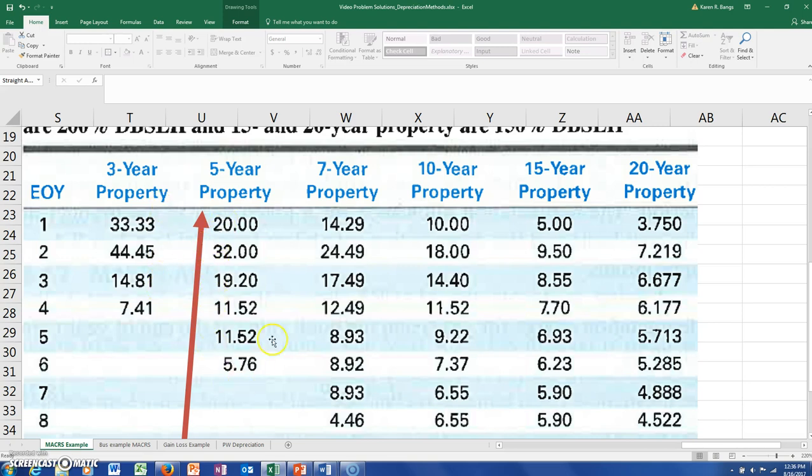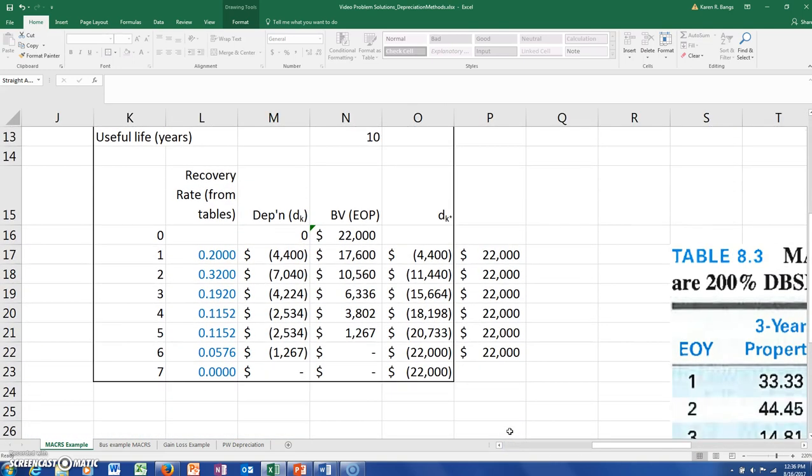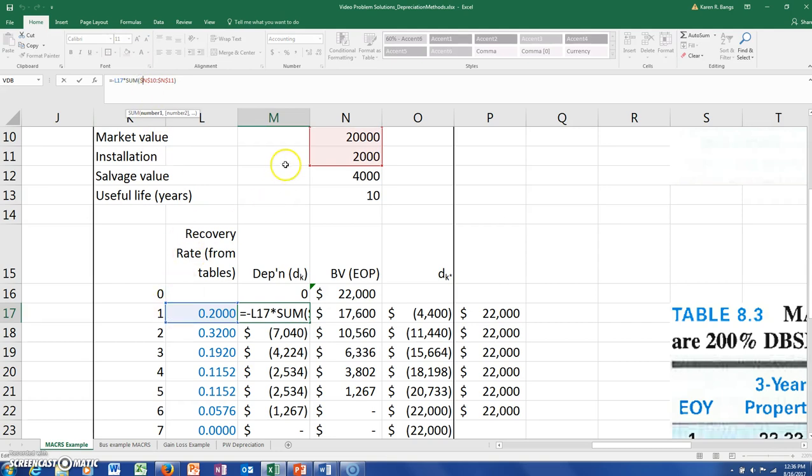Okay, so this is where the rates come from. These are the percentages that we multiply by our cost basis to get the depreciation in any given year. So if we go back to our problem, we can finish out our table and we see that our depreciation for year 1 is going to be 20%, our rate, times our cost basis of $22,000. We can see in year 4, our depreciation is 11.52%, so 0.1152, times the cost basis of 22.